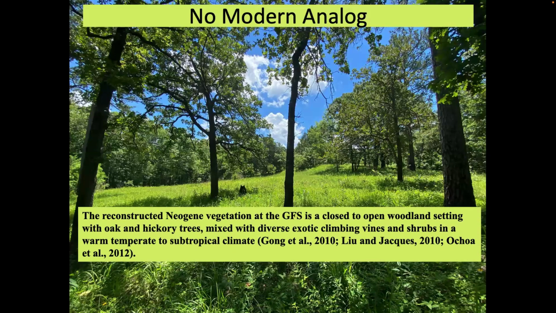This is another publication that talks about the reconstructed Neogene vegetation at the Gray Fossil Site as a closed to open woodland setting with oak and hickory trees mixed with a diverse exotic climbing vines and shrubs, many of which have East Asian affinities, that thrive in a warm, temperate to subtropical climate. So things like alligator would make sense in a subtropical climate.